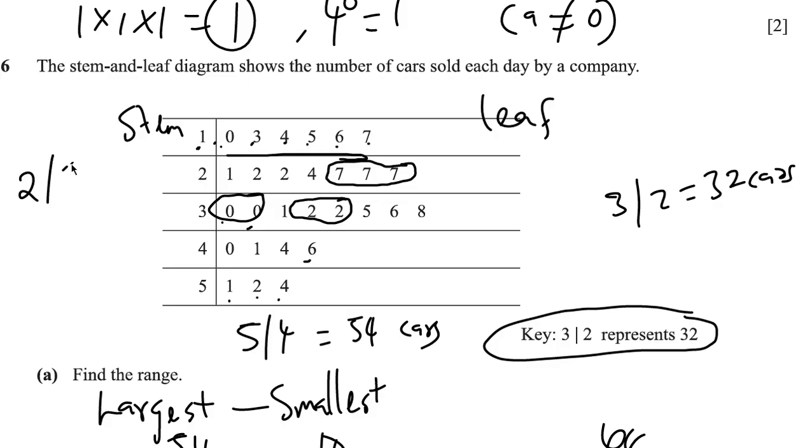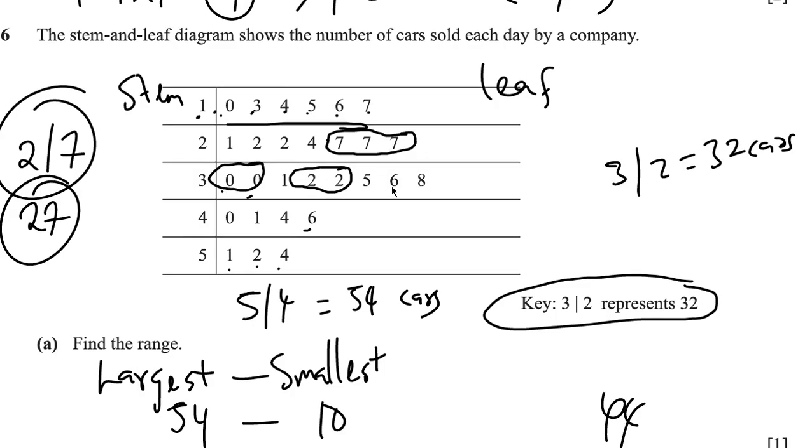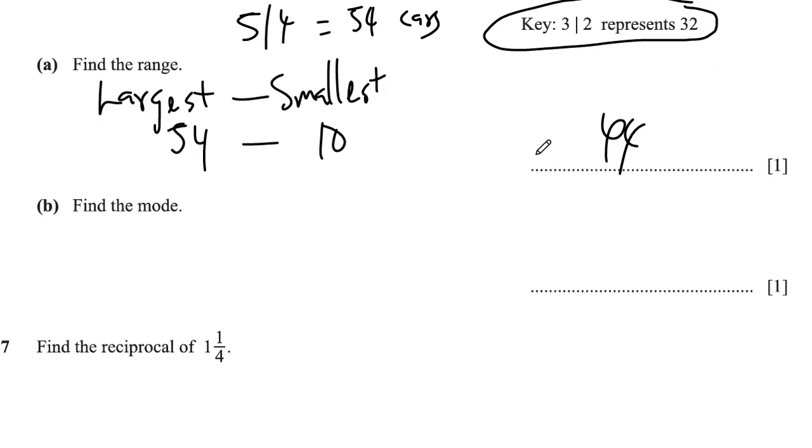So what does 7 represent? It represents 27. So that means we have 27, 27, 27. Over here we have 30, 30, 32, 32. Right? So the most frequently occurring is 27 because it occurs three times. So by looking at the leaf part, you can see the part that repeats the numbers the most. Right? That implies that the mode is 27.